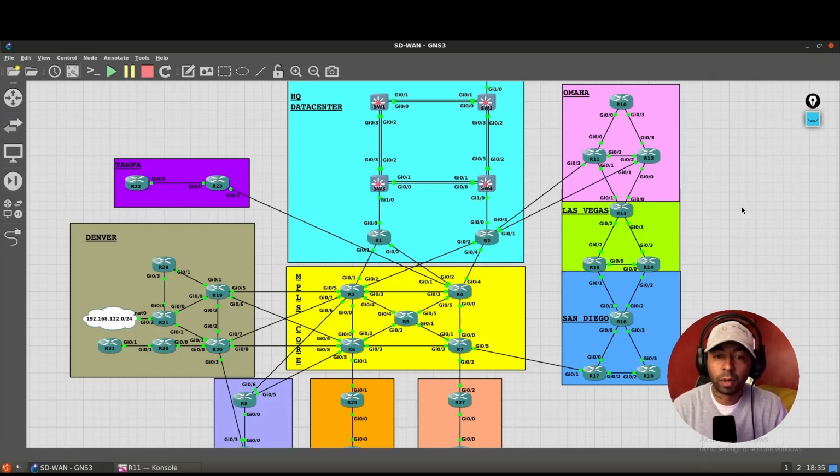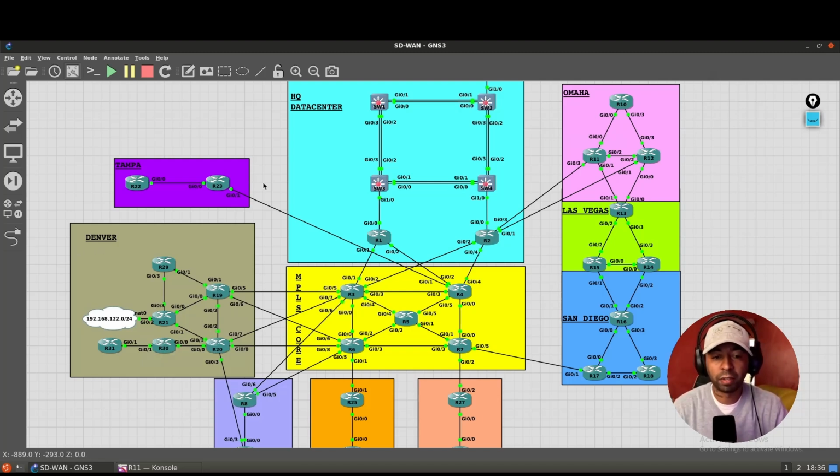Alright, hello everyone. Today here in this lab environment we are going to implement IP multicasting. We are going to implement it in the Denver area, and also on the other side of the network, in Omaha. So we are going to implement it in both Omaha and Denver.